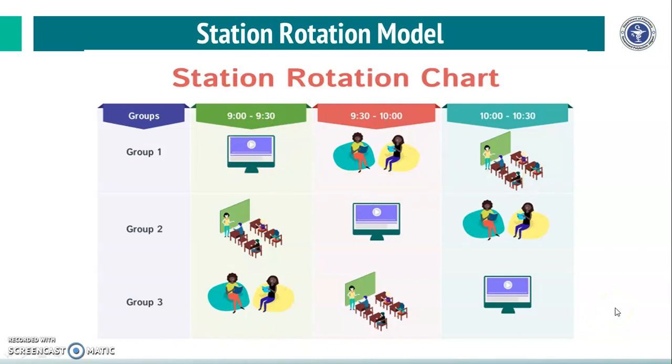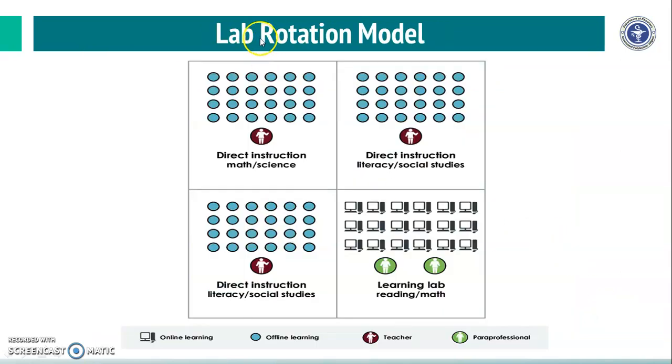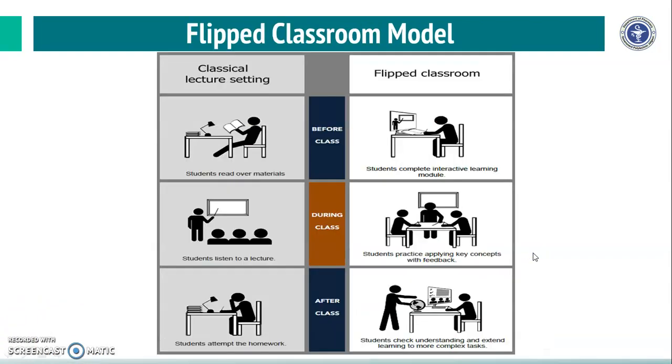Now let us go to another rotation model, that is the lab rotation, where the students are having instruction in various classes and they go to the lab for learning. The lab rotation model differs from the station rotation model because students rotate among locations on the campus instead of staying in one classroom for the blended course or subject. The third model is the flipped classroom model.